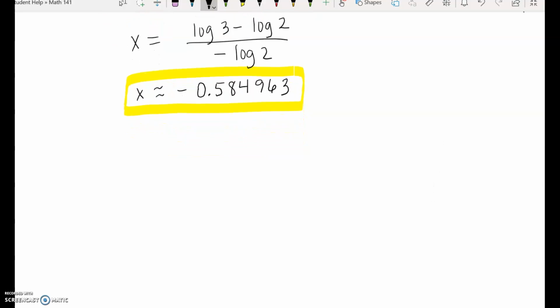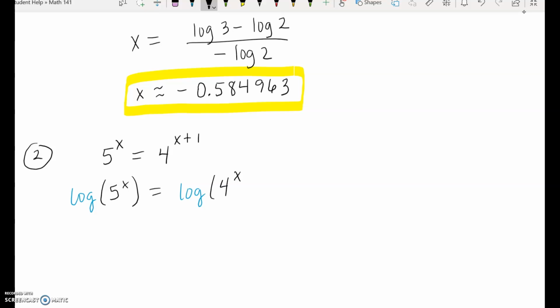For our second problem, let's take 5 to the x power equals 4 to the x plus 1. In that first example, we only had an exponent on one side of the equation, but in this example, we have exponents on both sides. I'm going to proceed the same way I did in the first part. I'm going to take the log of both sides. So that will allow me to bring those exponents down into the front.